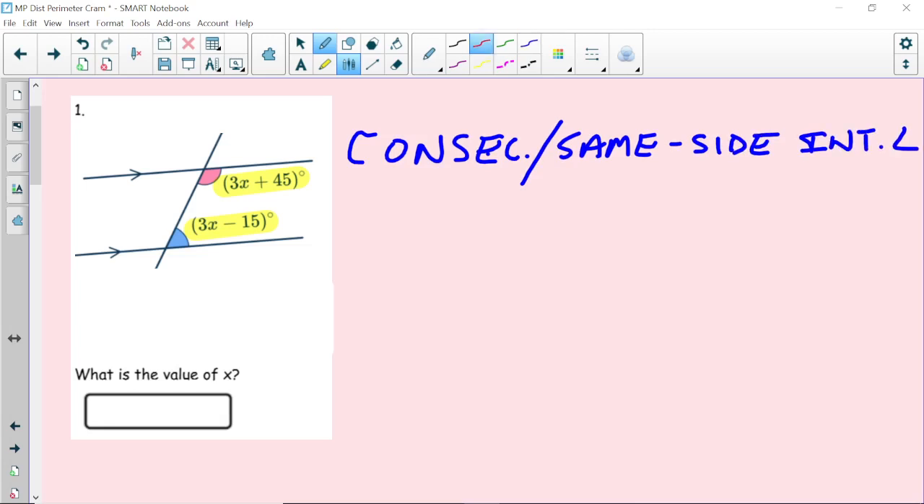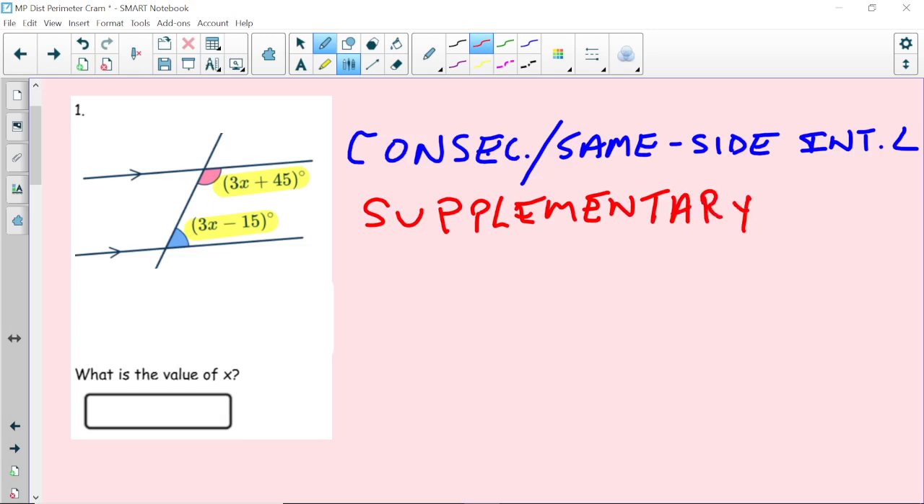And we know that same side or consecutive interior angles are supplementary, which means that they will add up and equal 180. So I'm going to write down that note. Supplementary means that they equal 180 degrees.